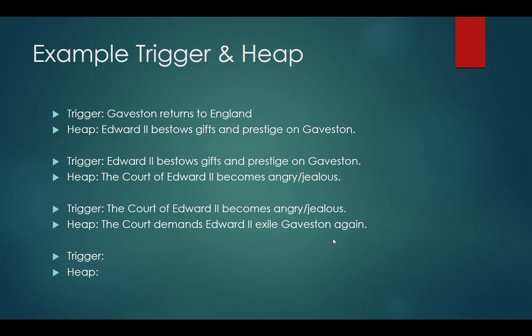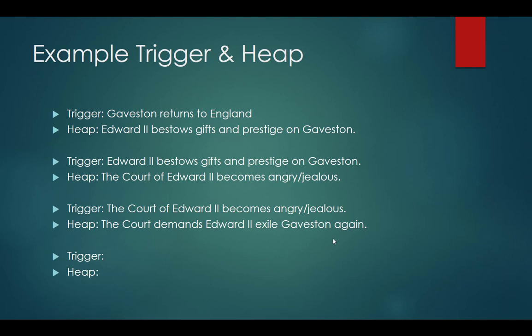So when the court becomes jealous, they decide to let their emotions manifest in a demand that Edward exile Gaveston again, right? So Gaveston comes home, which leads to his being gifted and elevated. That leads to the court being angry, which leads to the court demanding something of Edward. Trigger leads to a heap. Heap becomes a trigger, which leads to a heap, and on and on and on.